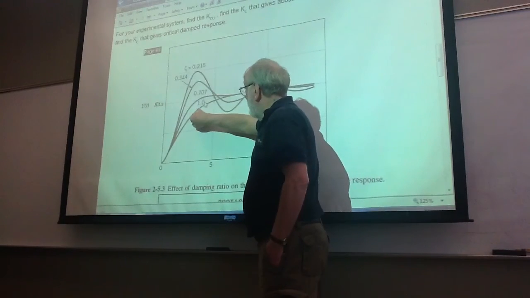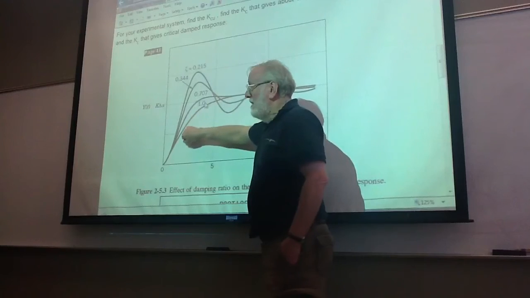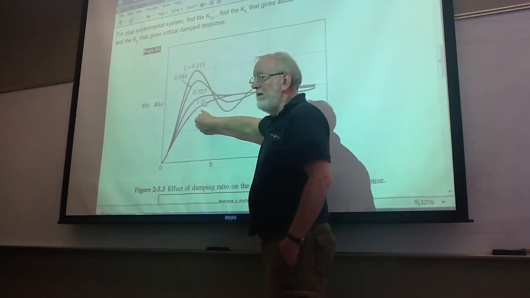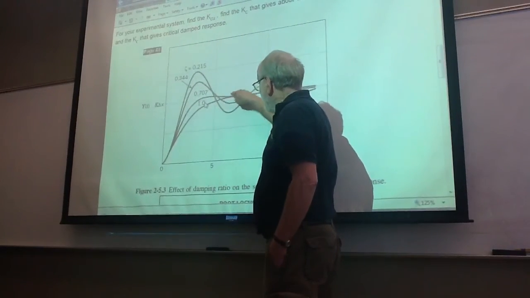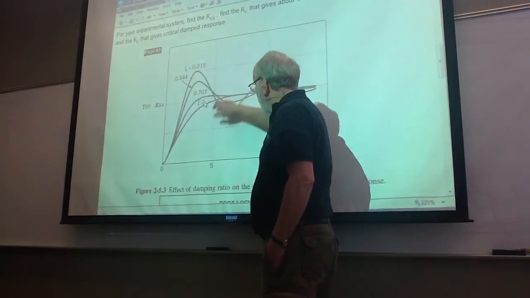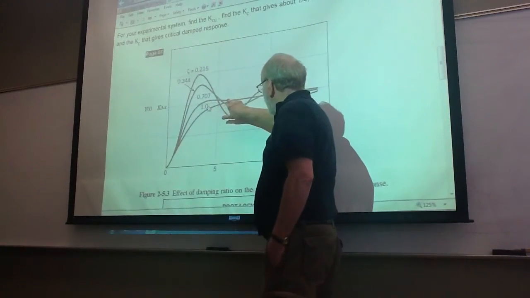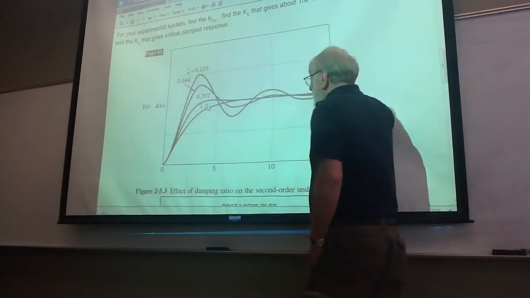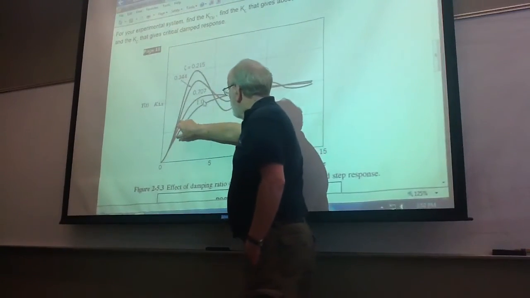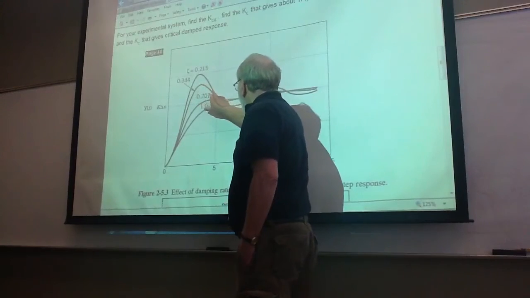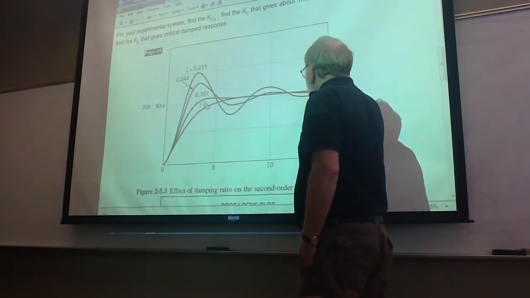So there's a controller that is designed to give, what did I say? Critical damping. No overshoot over the final steady state value. Here's one that goes over just a tiny bit and comes down and goes out there. That's pretty sweet. Here's one that goes over, comes down, goes up, goes over again, and then settles down.